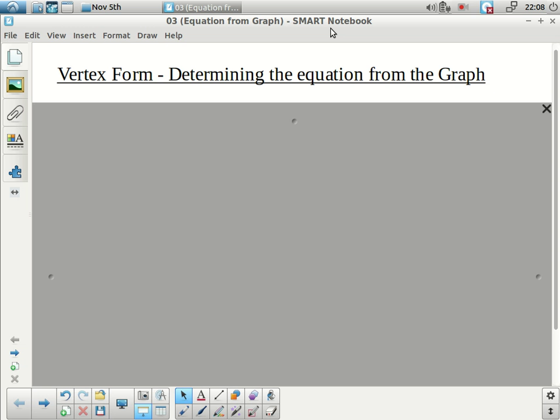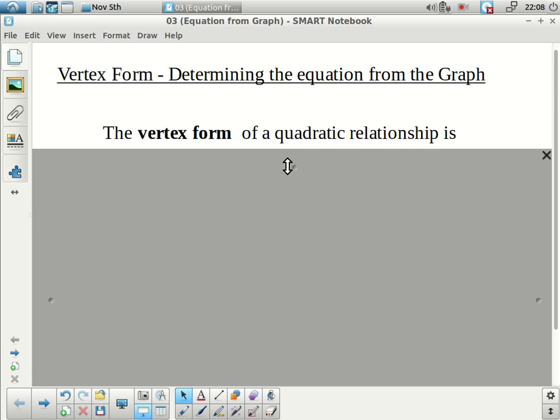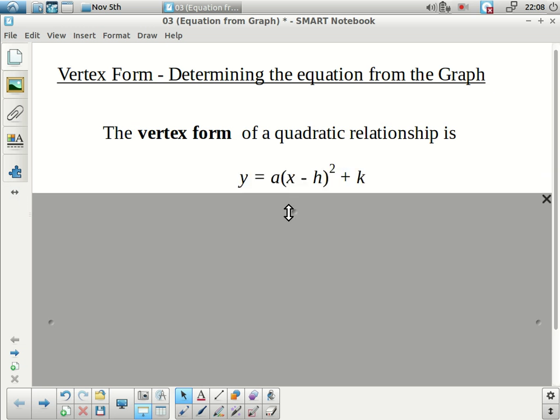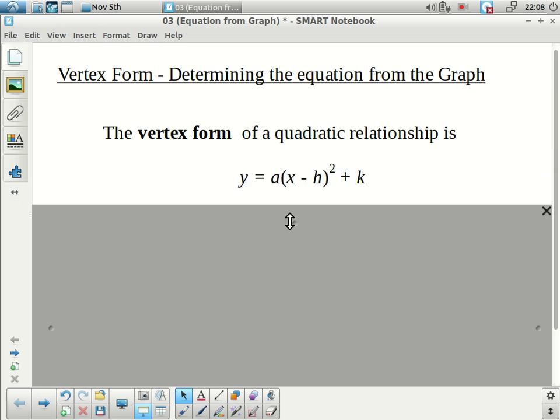last week. But the first thing is, we've been looking at the vertex form, but we're going to formalize that now. So just like there's y equals mx plus b for the equation of a line, we're going to talk about the general format of the equation of a parabola. So here we go. The vertex form of a quadratic relationship is, so this is what the equation looks like.